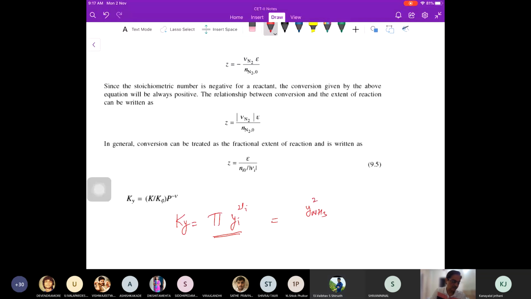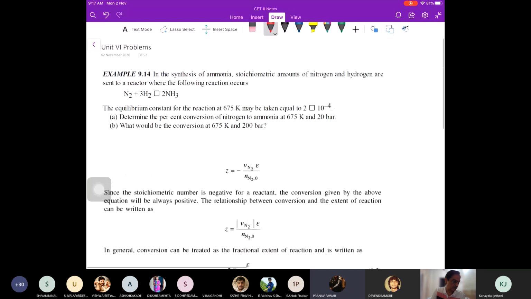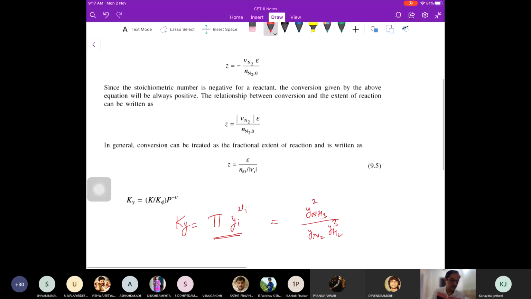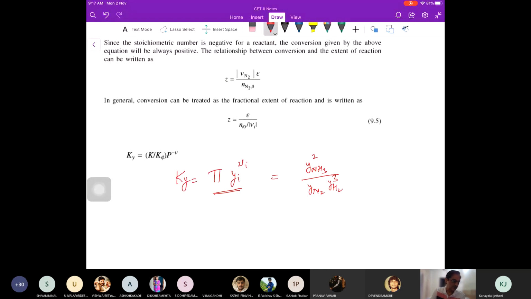And what else? Divided by the mole fraction of nitrogen, and divided by the mole fraction of hydrogen raised to 3. So this is y ammonia raised to 2, divided by y nitrogen raised to power of 1 and divided by y hydrogen raised to power of 3. Right? So now we need to find out.